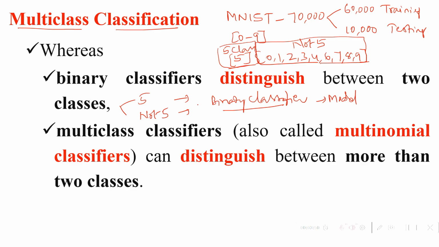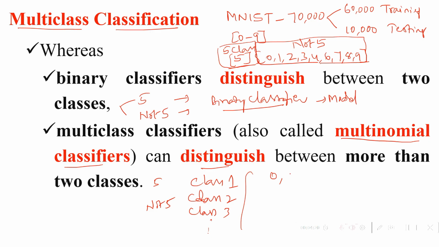Multi-class classifiers are also called multinomial classifiers. They can distinguish between more than two classes, like class 1, class 2, class 3, and so on. In the previous binary classifier, there were only 5 and not 5. Here, every element can be its own class: 0 is one class, 1 is one class, 2 is one class, and so on up to 9. That is simply called a multi-class classification problem.